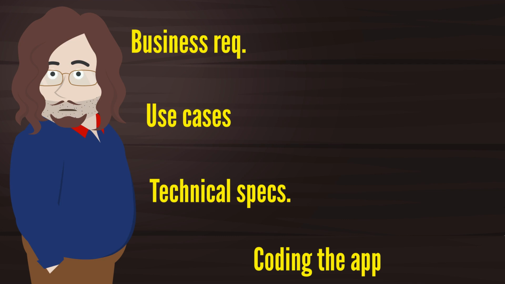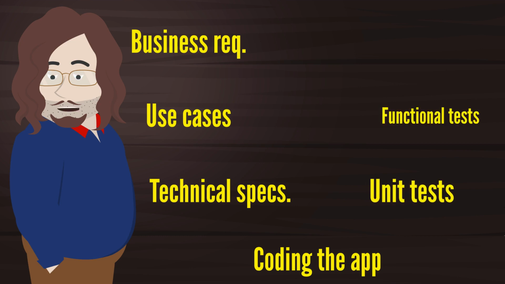We think it works. Well, maybe. Maybe not. We need to test it. We test technical specs with unit tests and we test use cases with functional tests. Yes, I know, that's why I said every model is wrong. This is an oversimplification. Where integration tests go? Are unit tests not at the bottom?